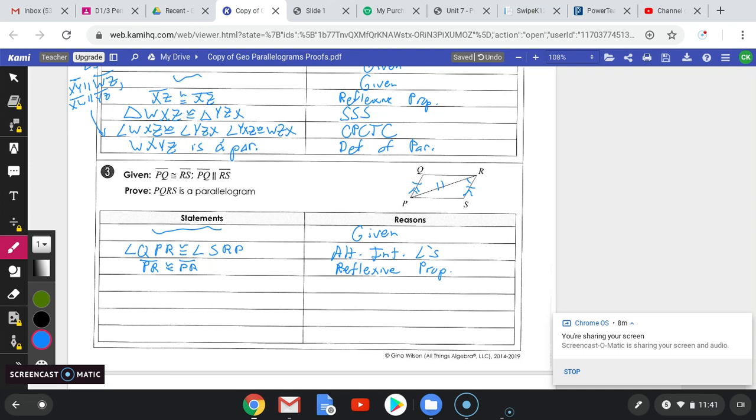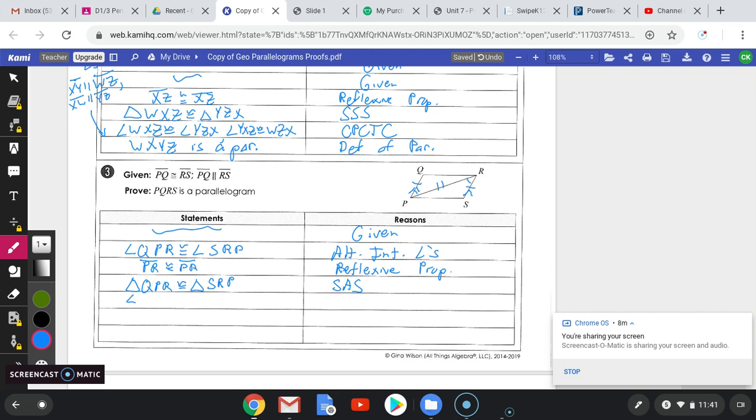And now we've proven that, now we can say that the 2 triangles are congruent. We've got enough information. We can say triangle QPR is congruent to triangle SRP because of SAS, which then we can say that angles, so now we can talk about the alternate interior angles so we can get to the parallel lines.